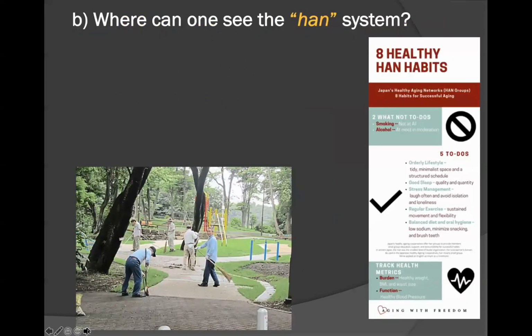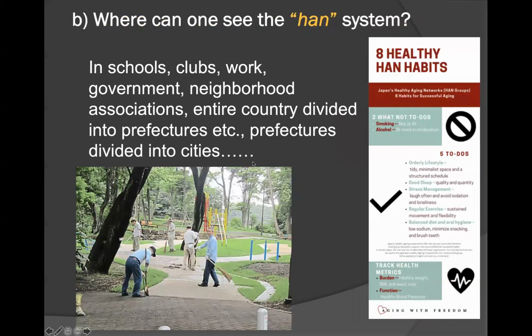Where can you see the Han system in practice? Basically, you can see this pretty much everywhere in Japan, but mostly in schools, clubs, work, government, and neighborhood associations. The entire country is sometimes divided into prefectures, and then prefectures are divided into cities. So this is a type of Han.